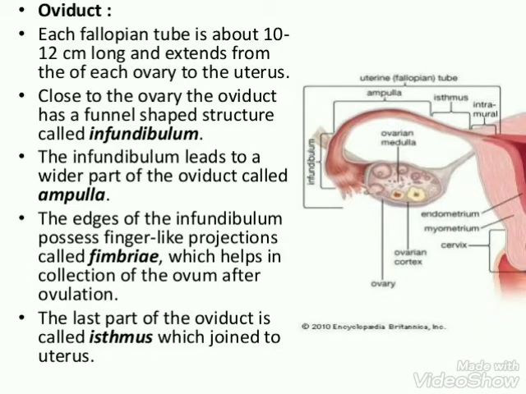The end of the infundibulum has finger-like projections called fimbriae. They move closer to the ovaries at the time of ovulation to collect the ovum after ovulation. The infundibulum leads to a wider part of the oviduct called the ampulla. The isthmus is the part of the oviduct having a narrow lumen which joins the uterus.